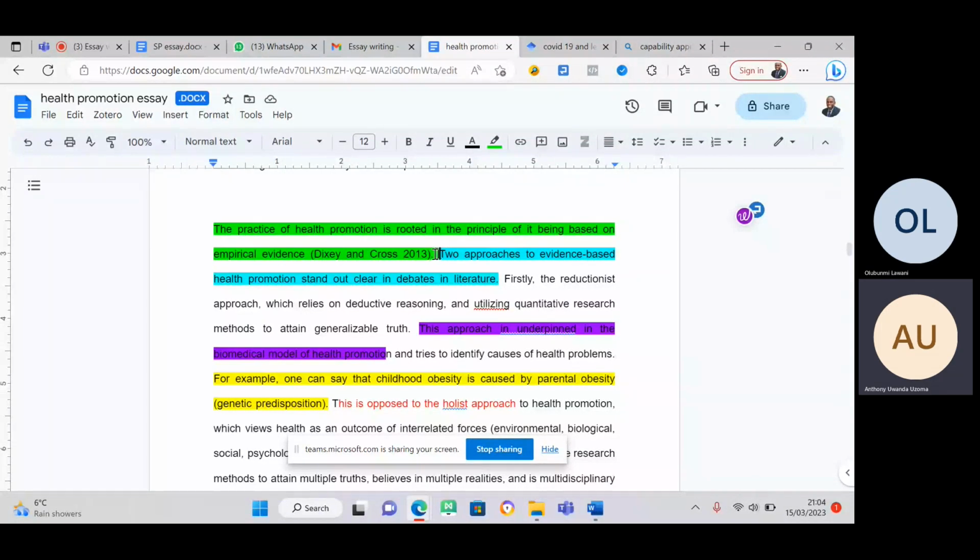So here is the formula. Introduce the paragraph with your topic sentence. If there are different definitions, briefly state them, different approaches, different ideas. Then the third one is to underpin it with a theory. If there's a relevant theory, whether it's social policy or health promotion, underpin it with that theory.